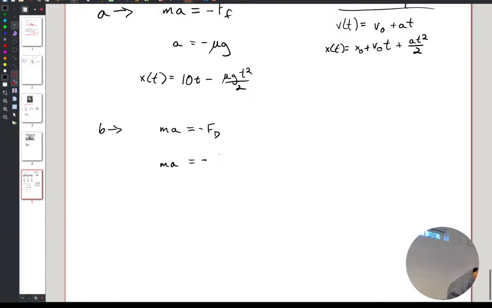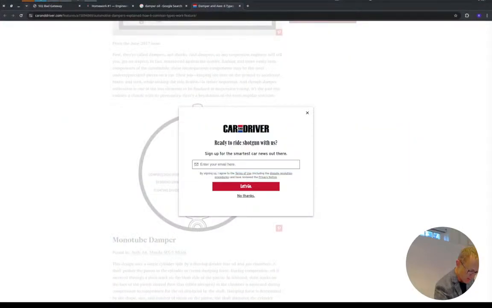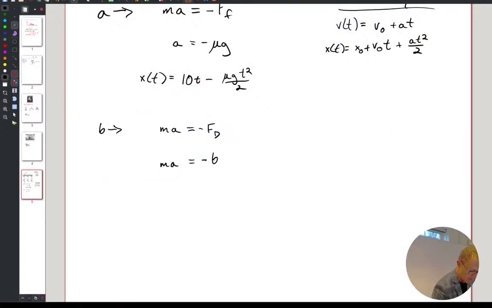equals negative B, I'm going to call it B, where B is 1 kilogram per second. So B times V is our damping force, and that makes it a linear damper. So the faster I move, the bigger the force. If I'm not moving at all, no force, which makes sense. The damper shouldn't be opposing motion when there is no motion.